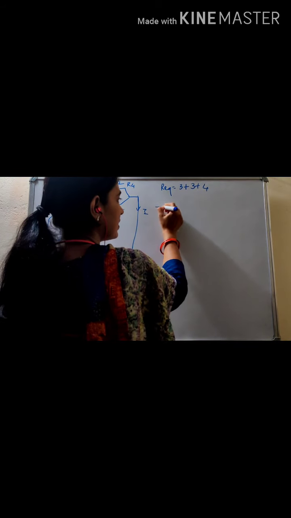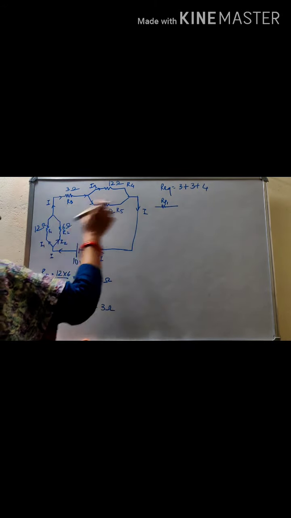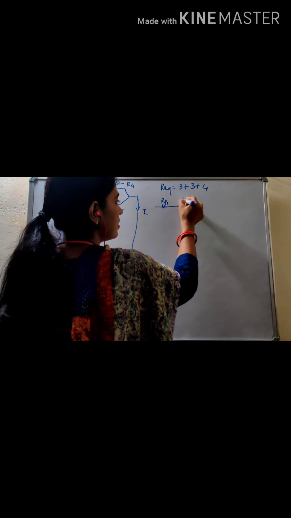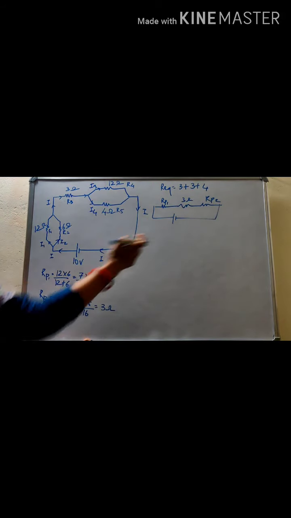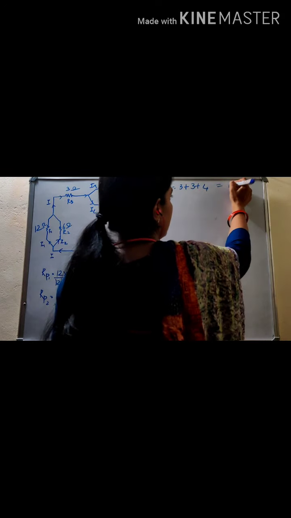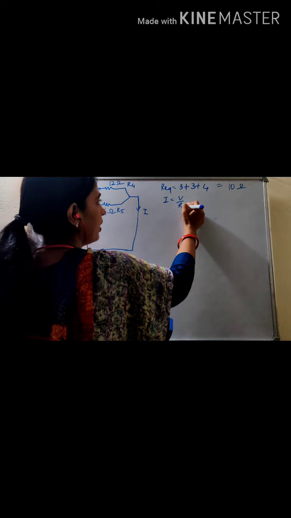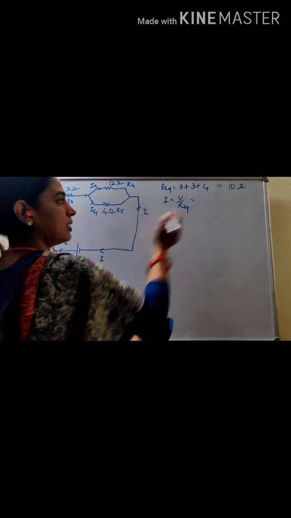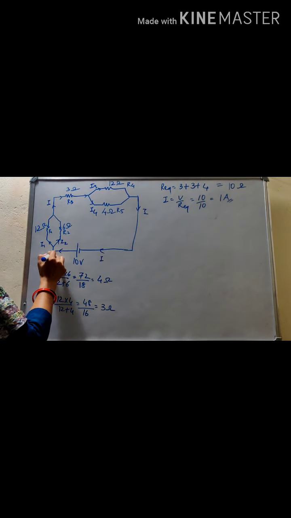The circuit will be like this. This is RP1, then you have the 3 ohm resistor, and then you have RP2. This is connected across the 10 volt battery. This circuit will reduce to this circuit now, right? So our equivalent is 10 ohm. So I will be equal to V by R equivalent, that is V is 10, so 10 by 10, that is 1 ampere. So the total current I drawn by the battery is 1 ampere.